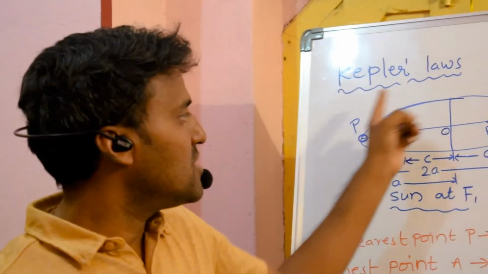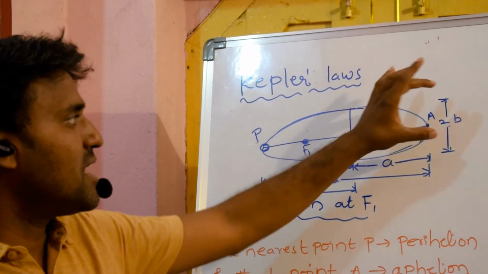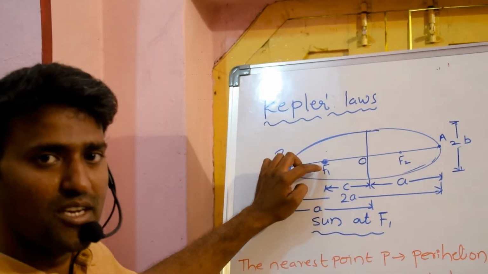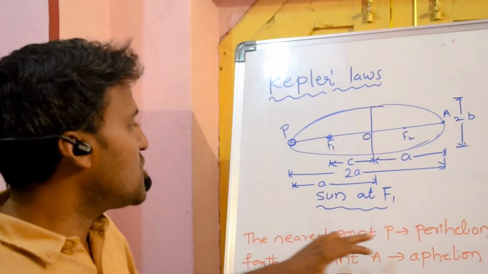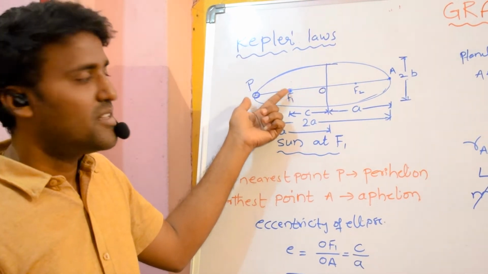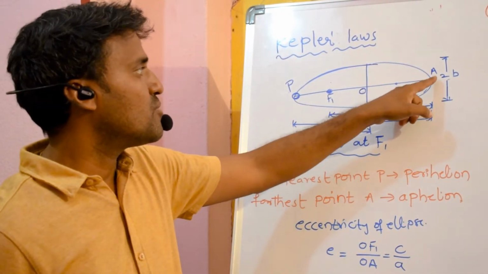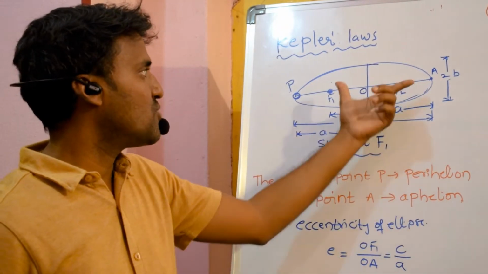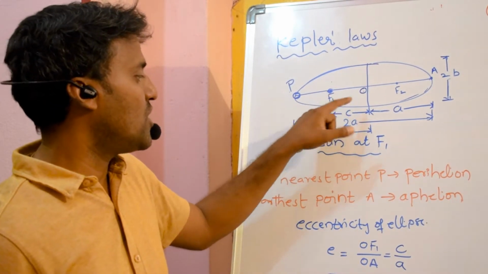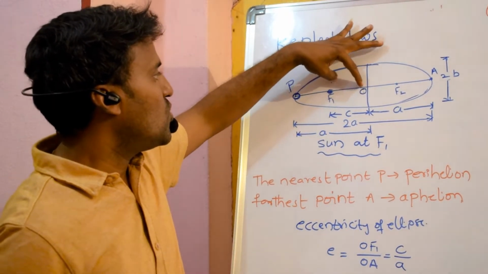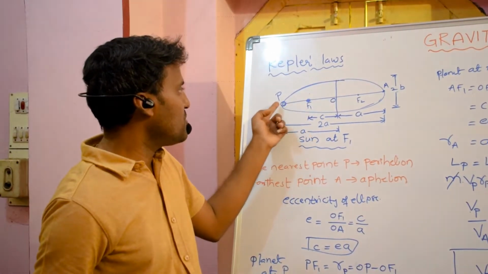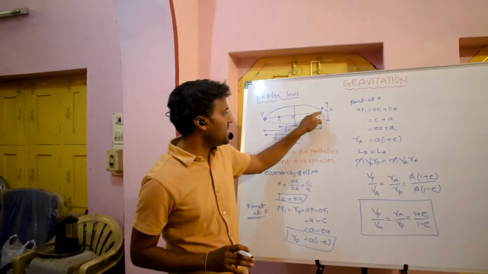Now, I have taken an ellipse shape. This is the semi-major axis and this is the semi-minor axis. Say the sun position is at F1. If the planet is at point P, this is the nearest position from the sun, and we can call it perihelion. If the planet is at point A, that is the longest distance, and we can call it aphelion. The eccentricity of the ellipse is E is equal to OF1 divided by OA, that is C by A. Now I calculated the F1P distance and the F1A distance.